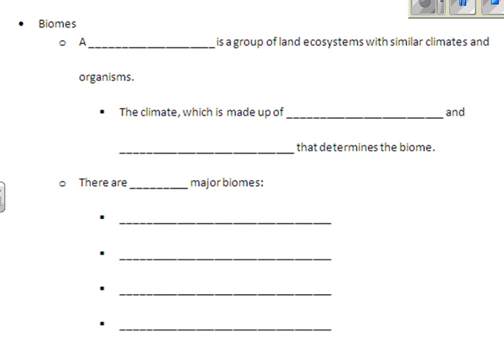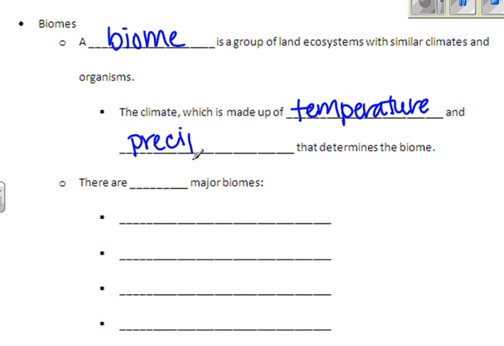A biome is a group of land ecosystems with similar climates and organisms. Now, climate is made up of temperature and the precipitation. So a biome is essentially a way that the world is organized, and they're organized by how much precipitation it receives and what the temperature is.